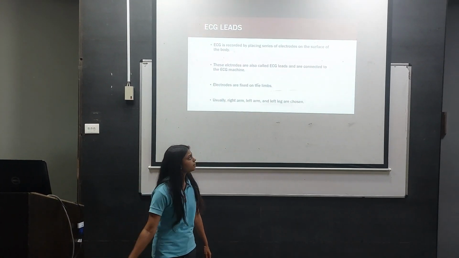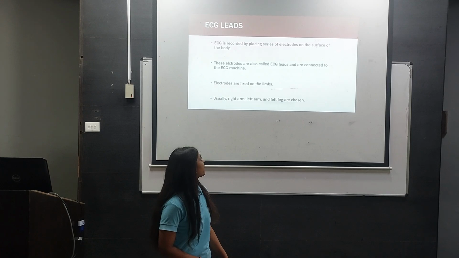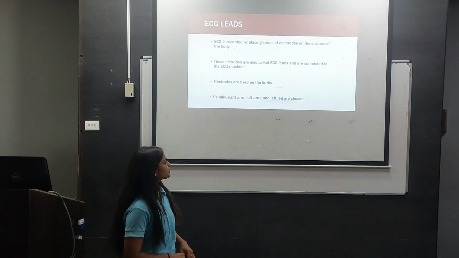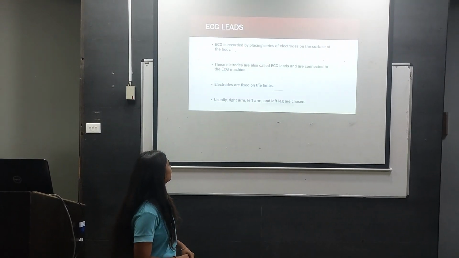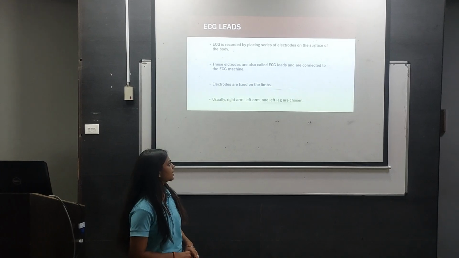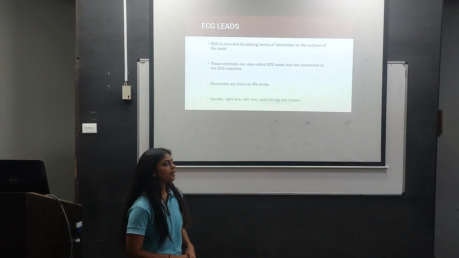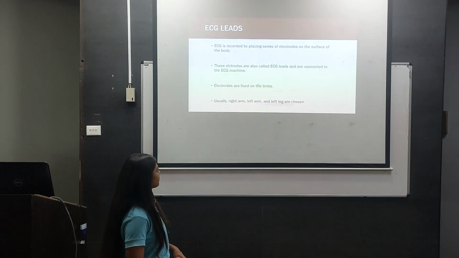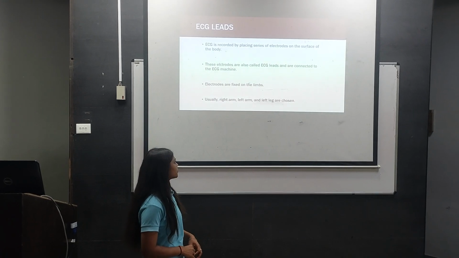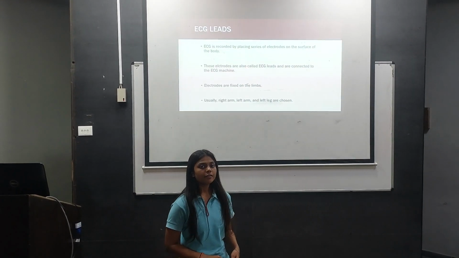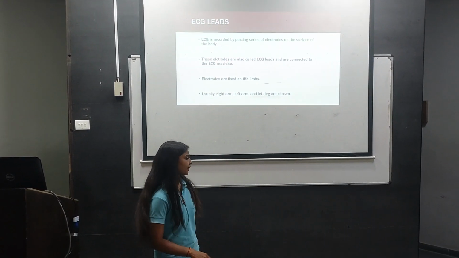ECG leads. ECG is recorded by placing series of electrodes on the surface of the body. These electrodes are also called ECG leads and are connected to the ECG machine. Electrodes are fixed on the limbs. Usually right arm, left arm and left leg are chosen.